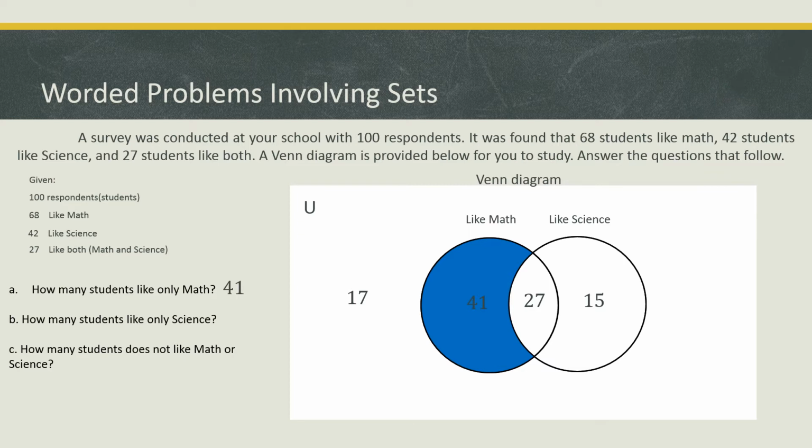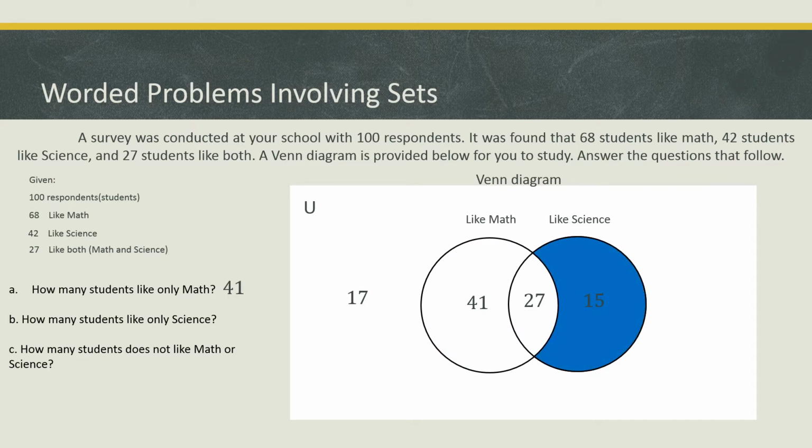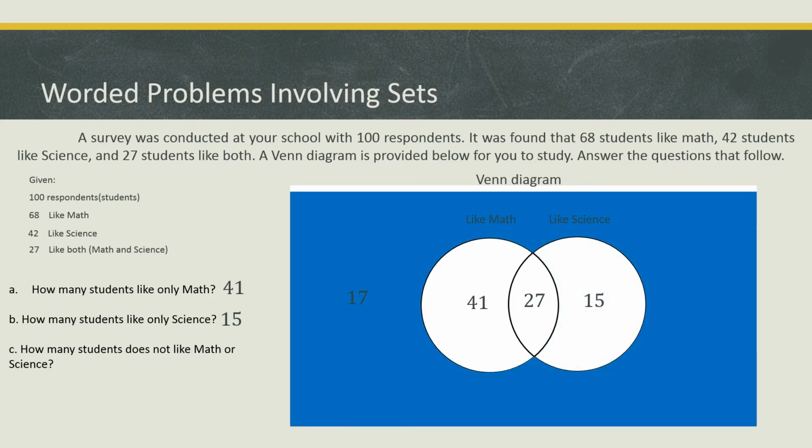And how many students like only science? Okay, very good. They are 15 students. And how about how many students do not like math or science? Meaning, they do not like math and they do not like science. These are the students outside your Venn diagram. 17 students. So our question is now answered. So this is how you solve a worded problem involving sets. Okay, let's have another example, class.